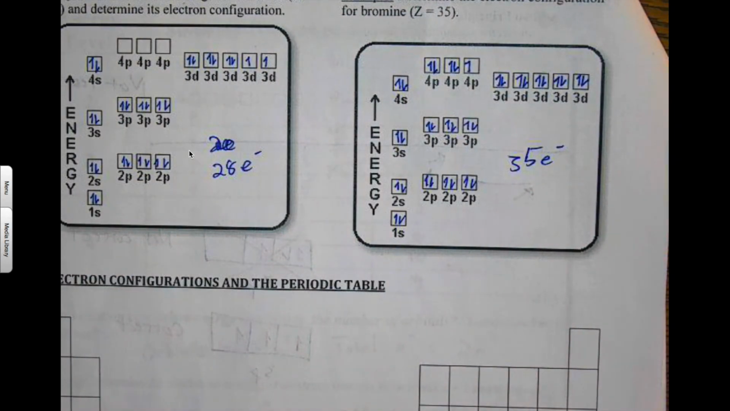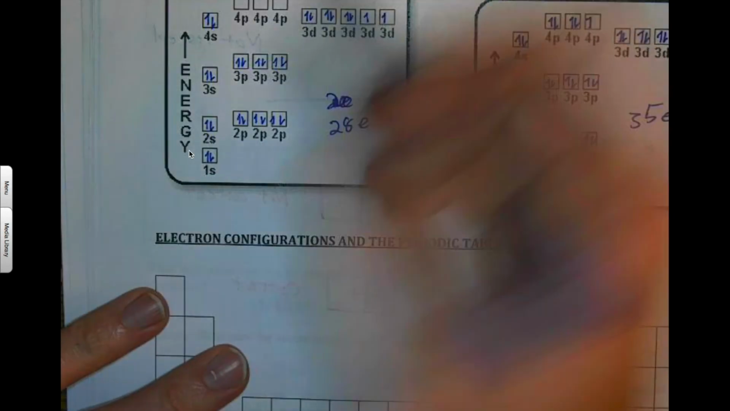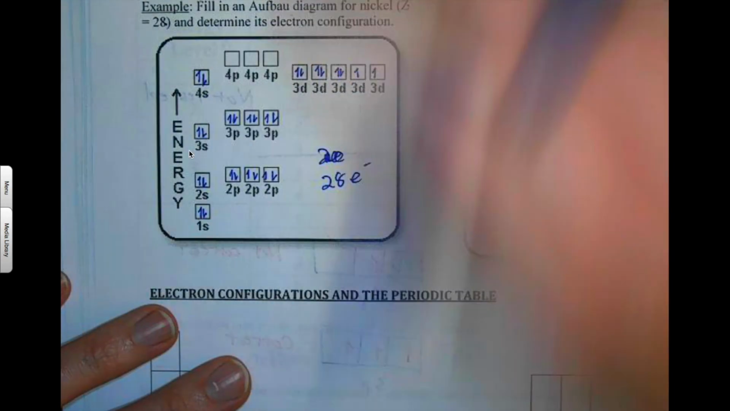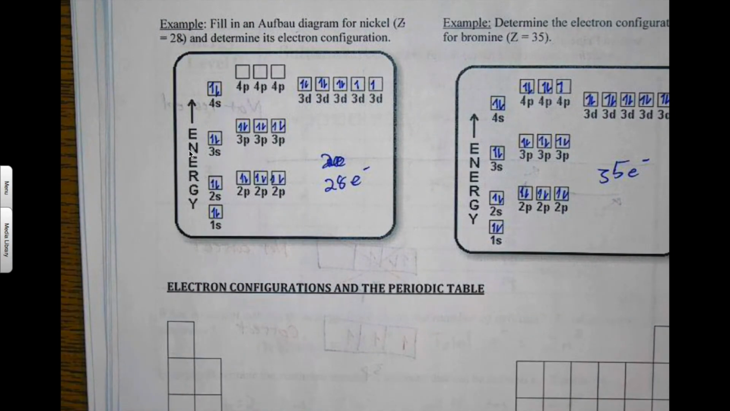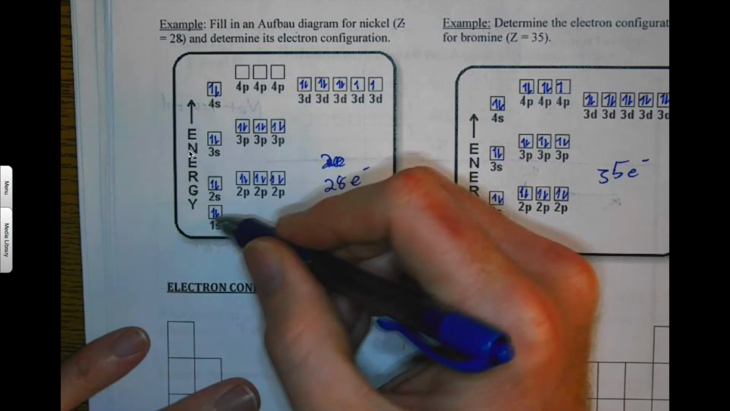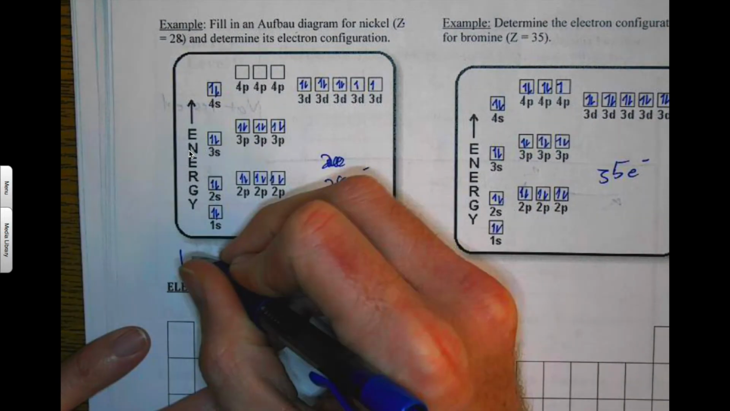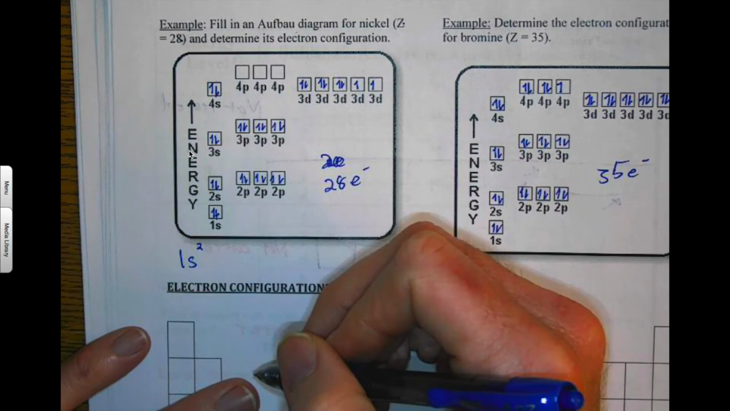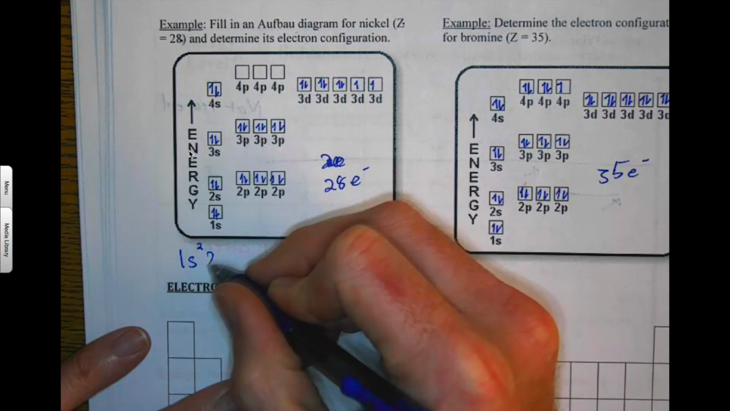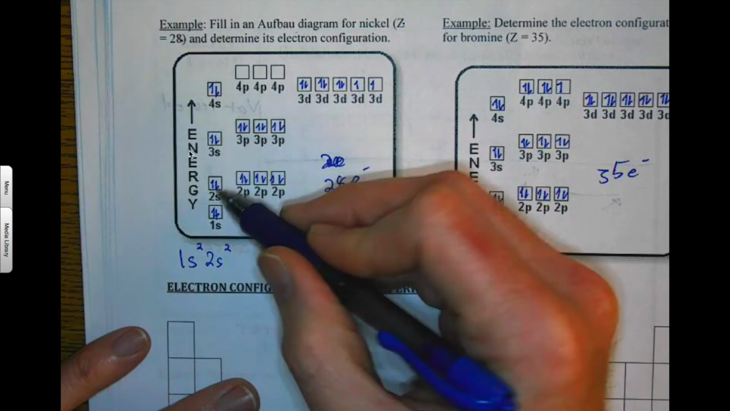Excellent. So there are easy ways to write this. Instead of drawing all of this and getting all that down there, we can really just abbreviate this. So watch me do this. This is your first electron configuration. We'll take 1s, and there are 2 electrons here, so I'm going to say 1s2. Then 2s2.